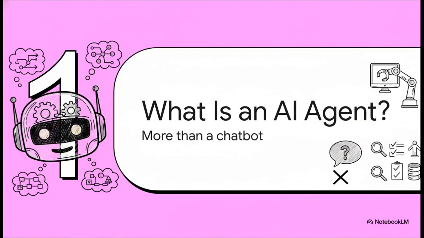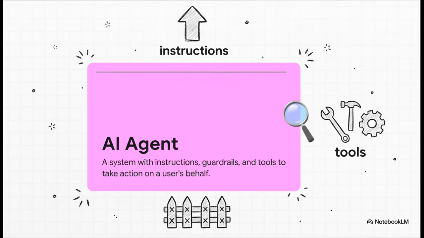Okay, first things first, let's get on the same page. What even is an AI agent? You hear the term thrown around all the time, right? But the key difference is simple. A chatbot just talks. An agent takes action. And OpenAI gives us this beautifully simple definition. An agent has 3 parts. It's got instructions, that's what it should do. It's got guardrails, that's what it shouldn't do. And it's got tools, that's what it can do. It's that combo that lets it actually get stuff done for you.